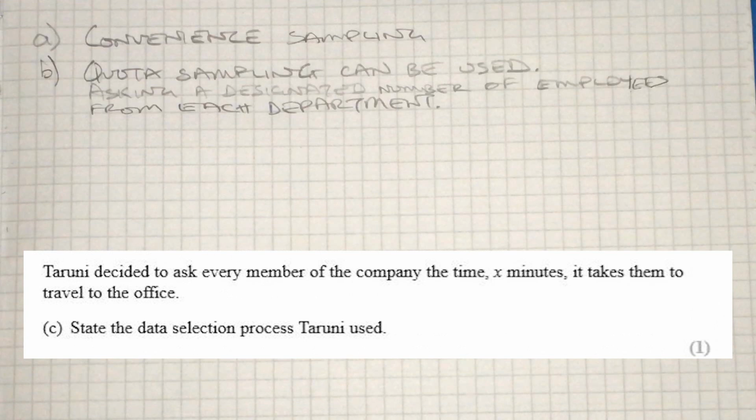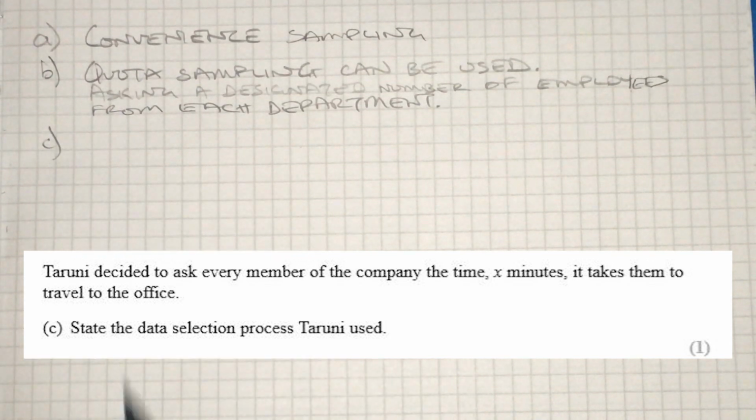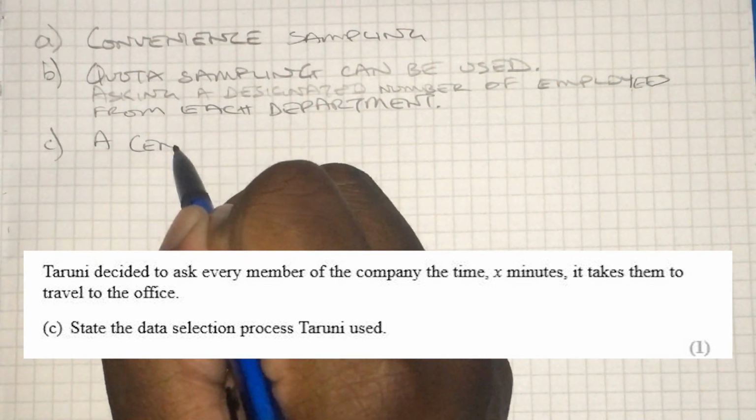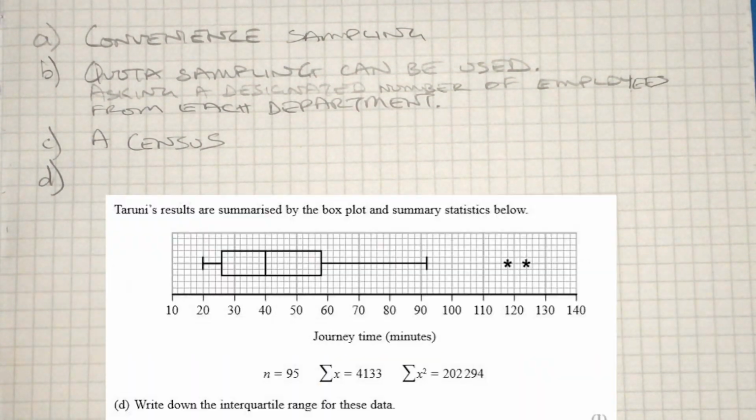So if Tarani asks every member of the company what time they arrive to work, what type of data selection process is it? That's a census, all right? She involved everybody, every member of the population.